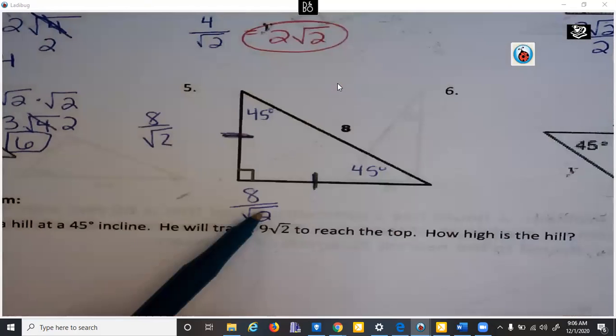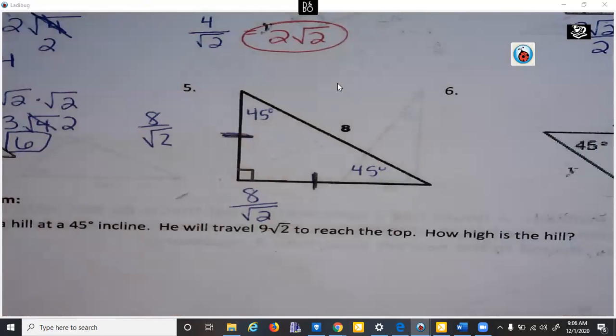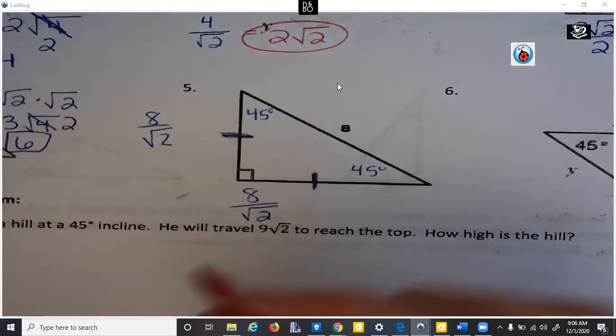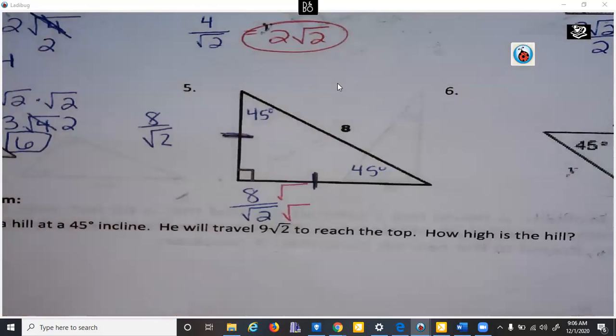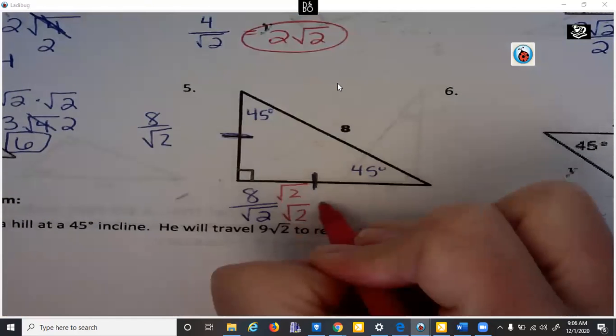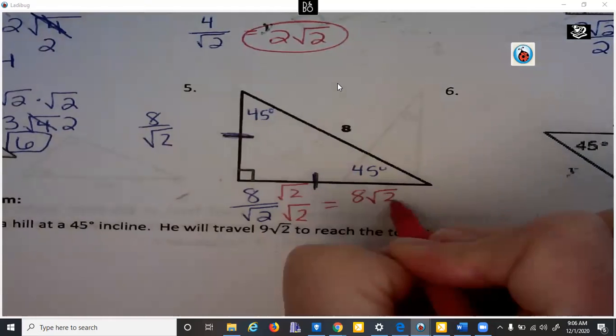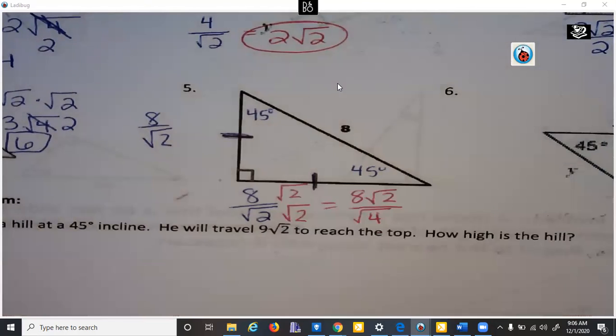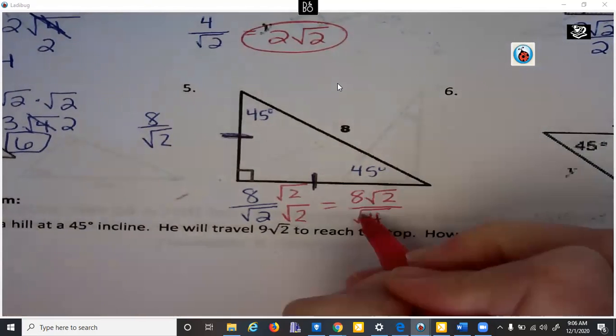Can I leave that as my answer? No, you have to do what's called rationalizing. What am I going to multiply the top and bottom by? The square root of 2. Good, square root of 2. So I get 8 square root 2 over the square root of 4. Well, the square root of 4 is 2.